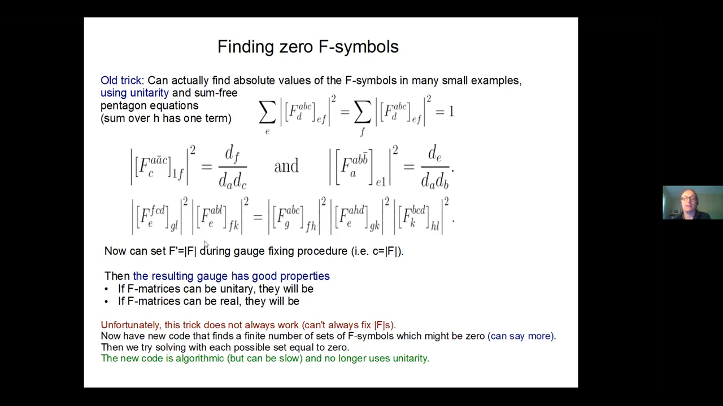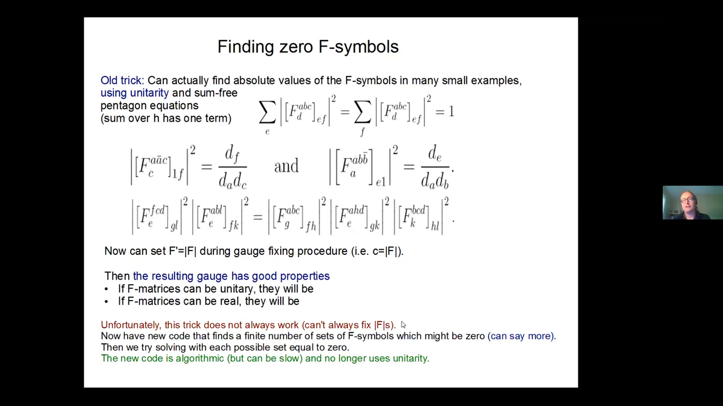And then in the gauge fixing procedure, when we set the Fs to particular constants, we set them equal to their own absolute value. And that's great, because if we do that, the resulting gauge has the property that if the F matrices can be unitary, they will be automatically unitary. And if they can be real, they will be automatically real. So you don't have to worry about afterwards trying to gauge them into a unitary or real form. It will automatically happen if you choose to gauge a priori in this way. The only problem is this trick doesn't always work because you don't always have enough equations to fix the absolute value of the F symbols.